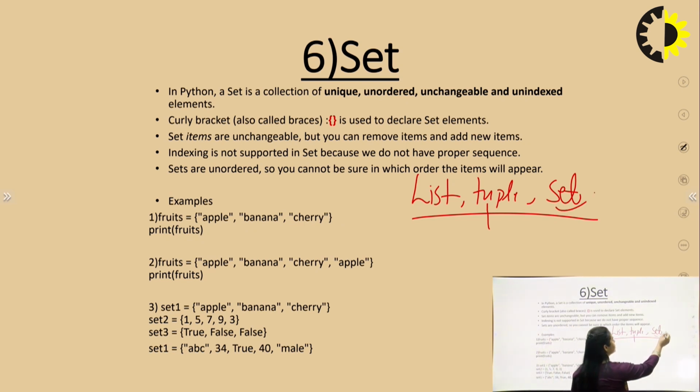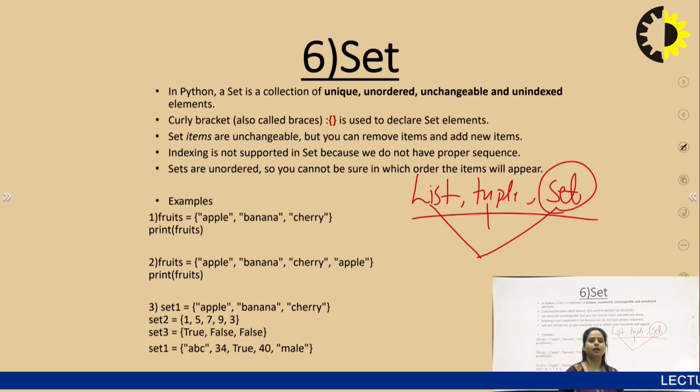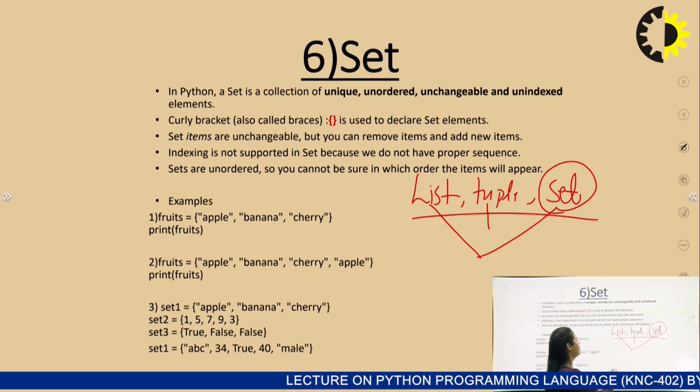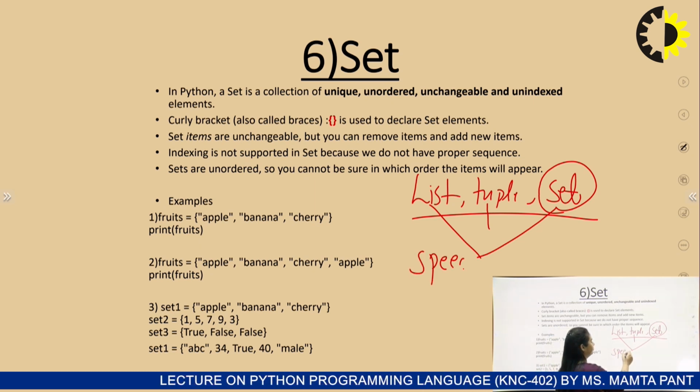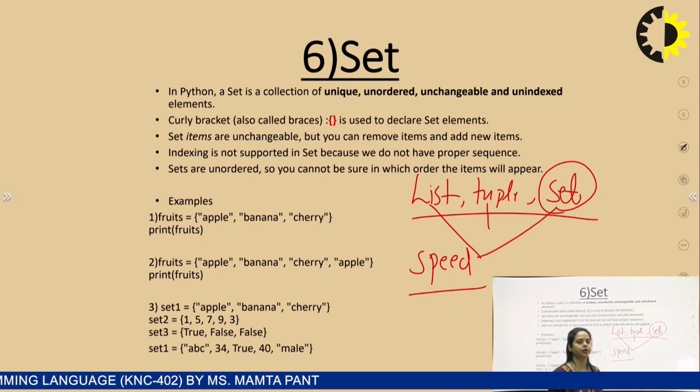Now, what is set? Set is also a collection of elements. What is the difference between list and set? Suppose I wanted to take a lecture in a classroom, for example room number 1, and I have 100 students. I will call the students one by one and say, please sit as fast as possible so that I can start my lecture. When I am taking my lecture, I will prefer speed, so that students come quickly and I can start my lecture as soon as possible.